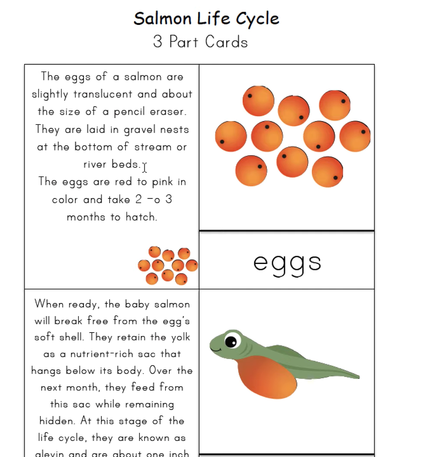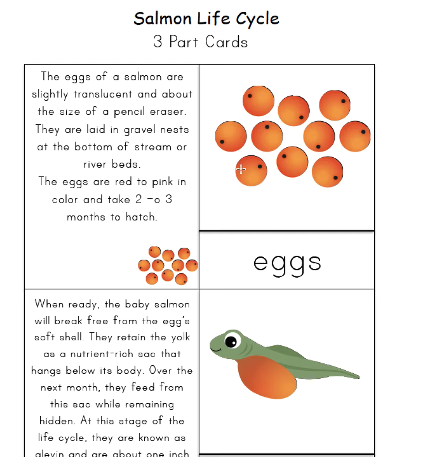And the way the salmon make those nests is they use their tail fins to dig a hole, they deposit their eggs in the hole, they fertilize the eggs, and then they use their tail fins to brush the gravel back over the eggs to protect them. And you might remember this from the eggs in the tank. The eggs are red to pink in color and take 2 to 3 months to hatch.